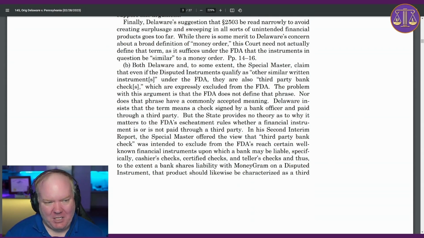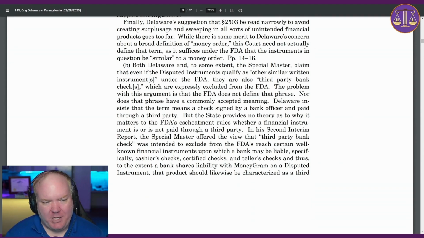They're really a third-party bank check. The problem, of course, is that the law doesn't define that phrase either. Because why would Congress define things? Nor does the phrase have a commonly accepted meaning. So the Supreme Court's like, we're not really sure what a third-party bank check is. Delaware insists the term means a check signed by a bank officer and paid through a third party.